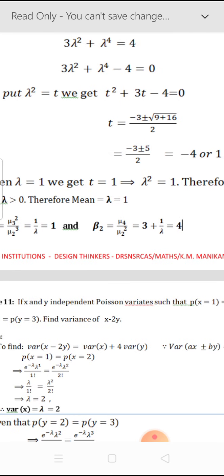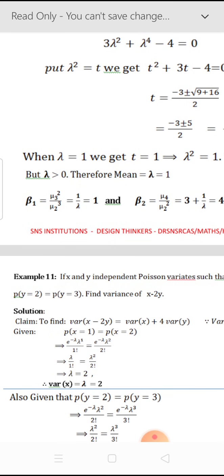And the formula for finding the value of beta 2 is mu 4 divided by mu 2 square. This is equivalent to 3 plus 1 by lambda. But the value of lambda is 1. So 1 by 1 is 1, 1 plus 3 is 4. Therefore we have found out the values of beta 1 and beta 2.